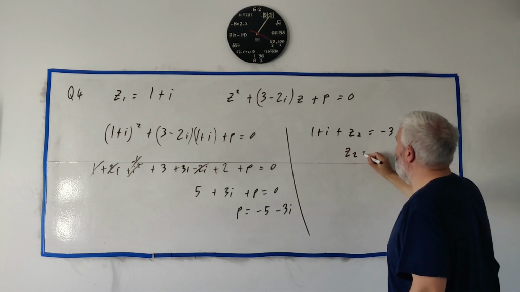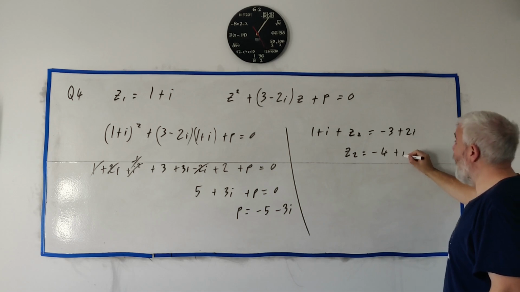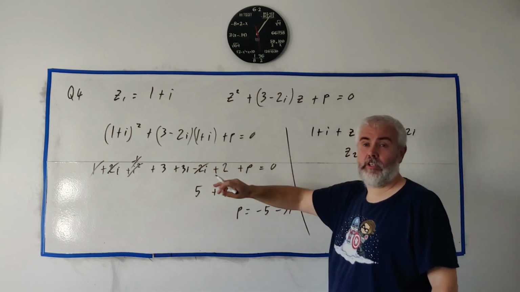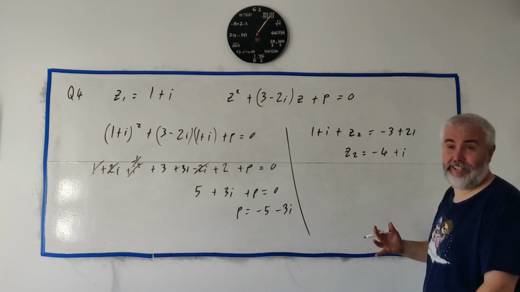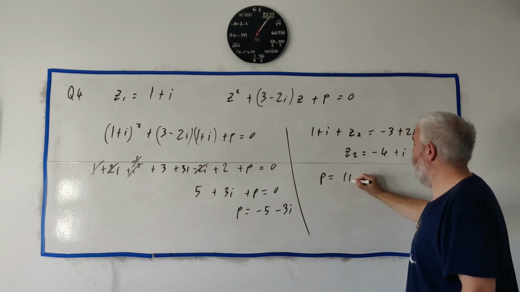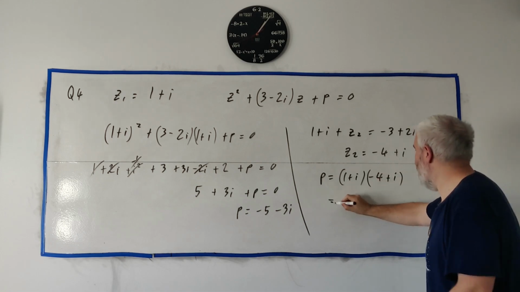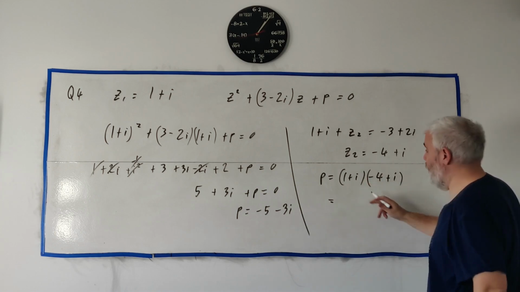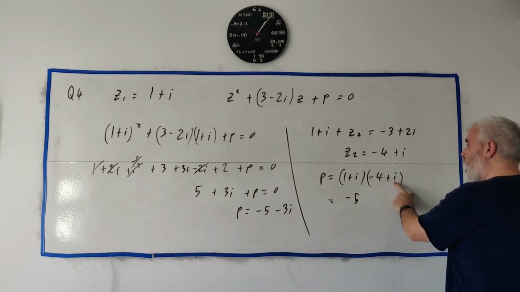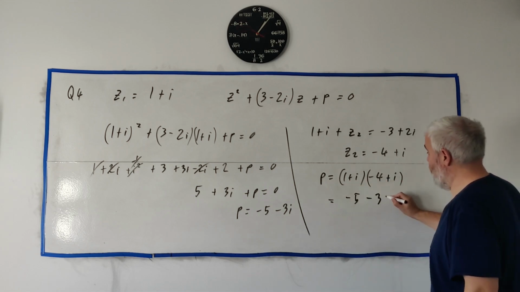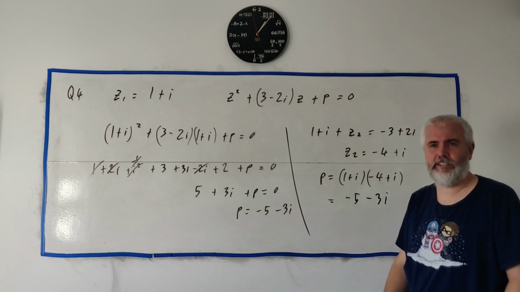We could solve that z2 must equal minus 4 plus i. And once we have both roots, multiplied together they equal this number. So it was just a clever way to have done this. So p must equal (1 plus i) multiplied by (minus 4 plus i). If we multiply this together, we get minus 4 and another minus 1 from the i squared, which is minus 5. We get i minus 4i, which is minus 3i. We get the same answer. That was probably the shortest way. They're both quite short ways to do it.